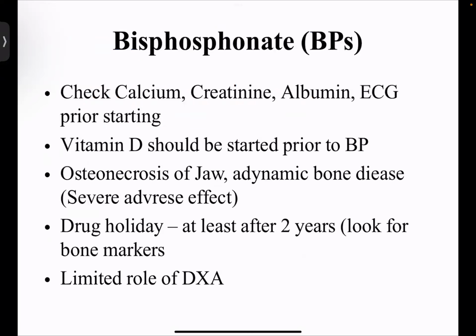Now coming to a few basics about bisphosphonates. So when to give bisphosphonate and how to prescribe that. First, before prescribing bisphosphonate, you have to check the patient's calcium, especially corrected calcium, kidney function, and ECG prior to starting. Vitamin D should be started prior to bisphosphonate because we have to make sure that the patient's vitamin D is normal before giving bisphosphonates.